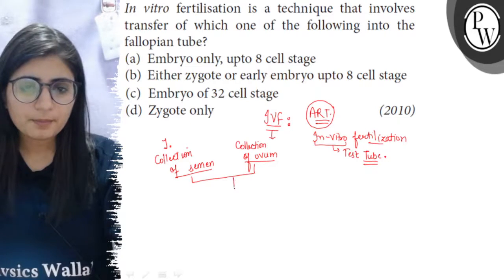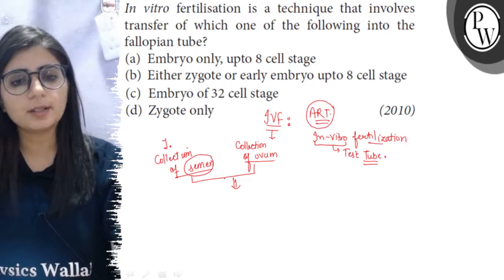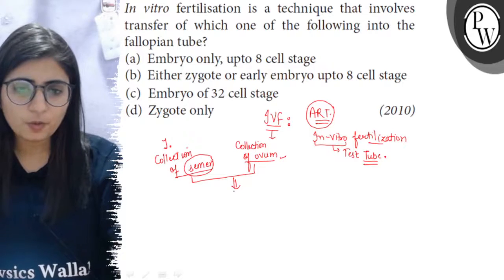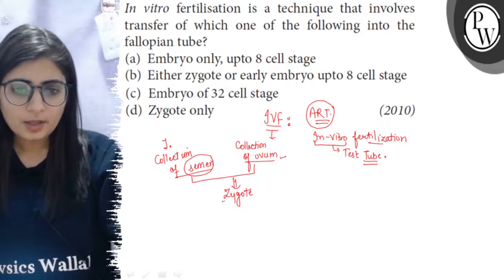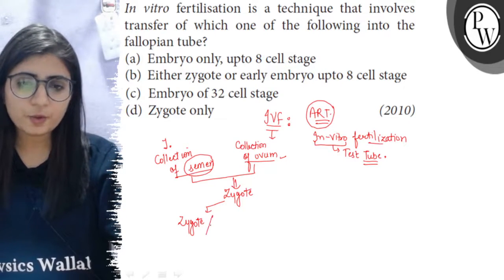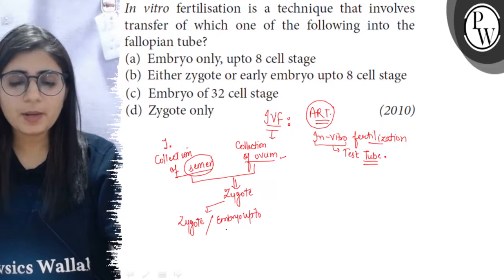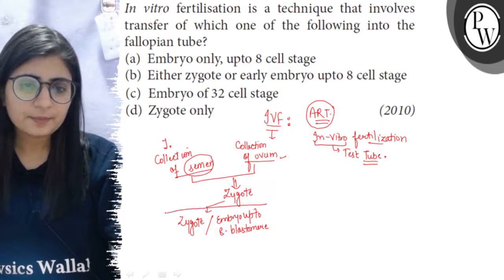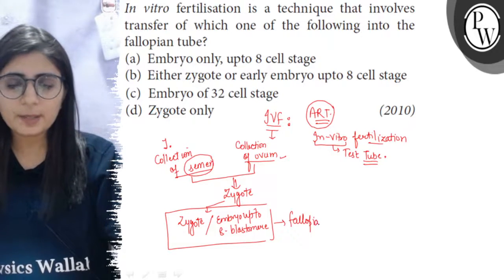Now they are made to fertilize. Semen contains sperm, so this is concentrated semen with a huge count of sperms. This is made to fertilize the ovum. After fertilization, the zygote is formed. This zygote undergoes cleavage to form the embryo, up to the 8 blastomere stage. It is then transferred into the fallopian tube of the female, who may be the genetic mother or the surrogate mother.